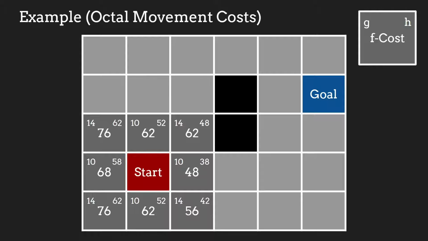So here's an example using the octal movement costs of how the A-star method generally works. What the A-star method does is it takes your starting node and reads all of the neighboring nodes and gets the f-cost for those. As you can see, I have here the g-cost in the upper left-hand corner, the h-cost in the upper right-hand corner, and the combined value, the f-cost, in the center for each of these neighboring tiles. As we can see, the cheapest costing node here is this one to the right of start, for 48.